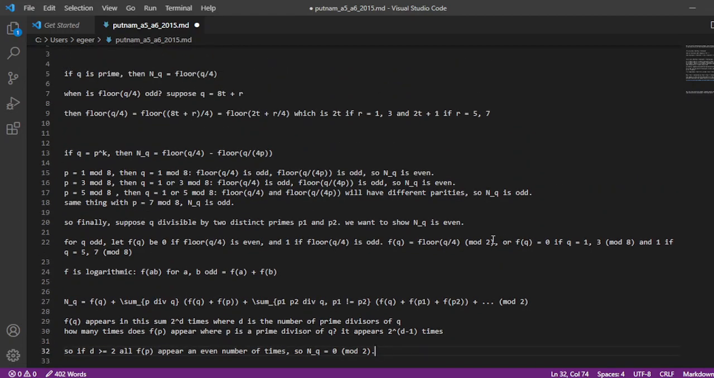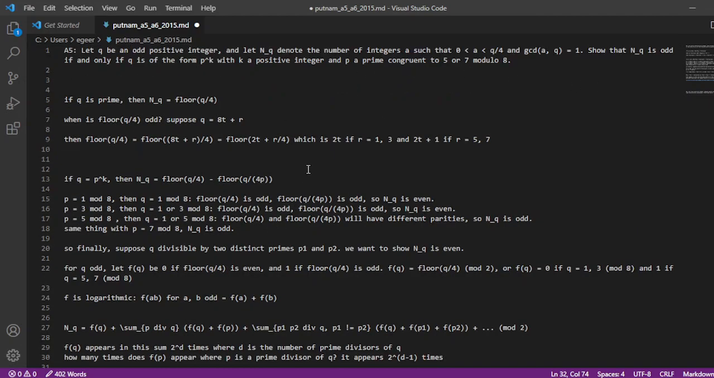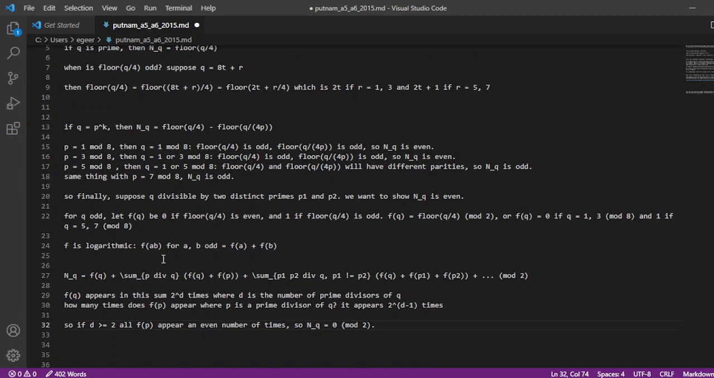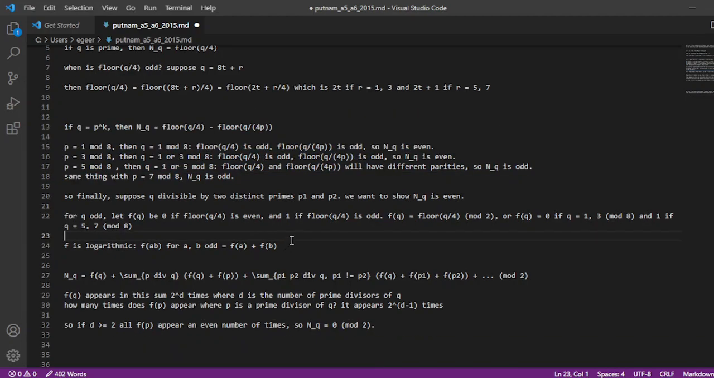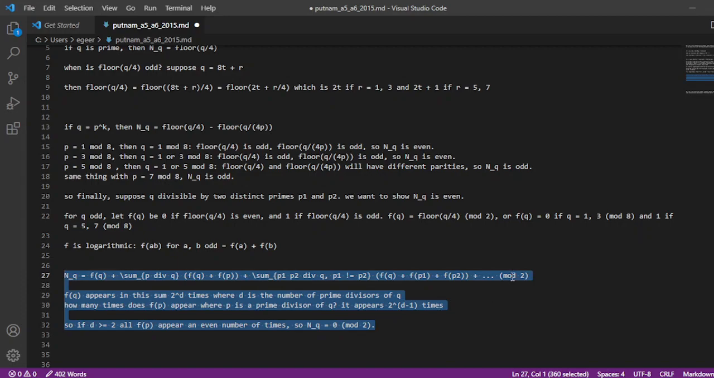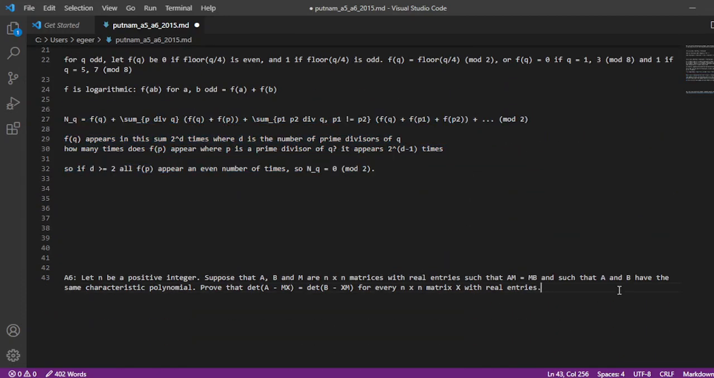Okay, so that finishes the proof, because we've shown everything. We have handled every case. We have proved that if Q is of this form, then it has the property. And so if Q is a prime power, then we have shown the equivalence. We've shown the claim that is desired. And we've shown that if Q is not a prime power, then it has at least 2 distinct prime divisors, and then we've shown that N(Q) is always even. Okay, so we're done with A5. So this is the proof of A5.